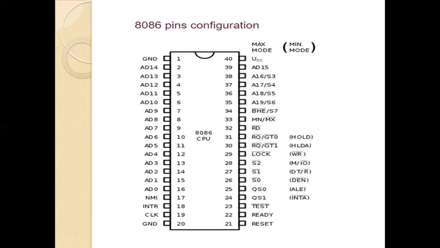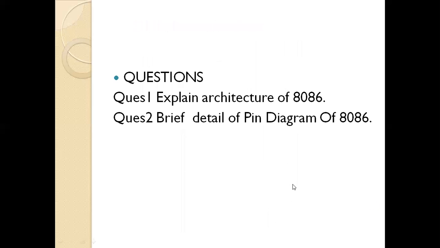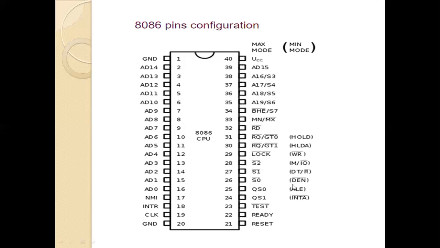This pin indicates the availability of a valid address. This signal indicates the validity of the address present on the address/data lines. Next is DEN, data enable.